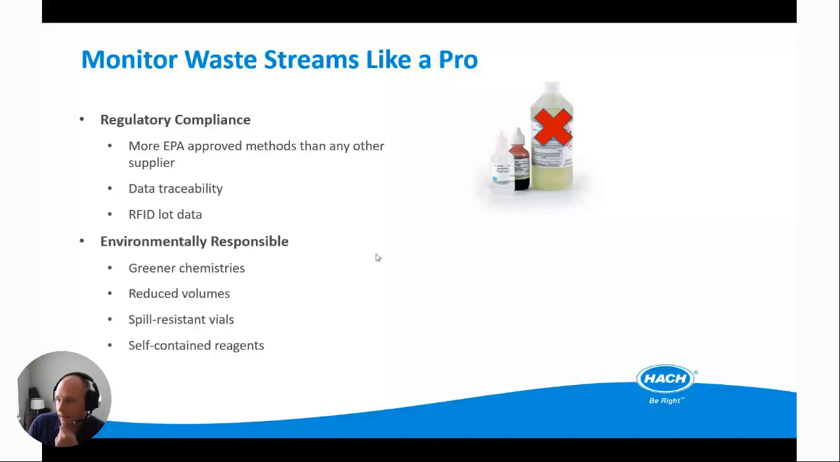We also have reduced the volume significantly. So this is a TNT plus vial here next to a larger, more traditional measuring cell, and you can see that there's quite a bit less volume. So even in those tests where there are still dangerous reagents incorporated, like this one is actually for a COD vial, the minimized volume also minimizes the risk and the environmental impact.